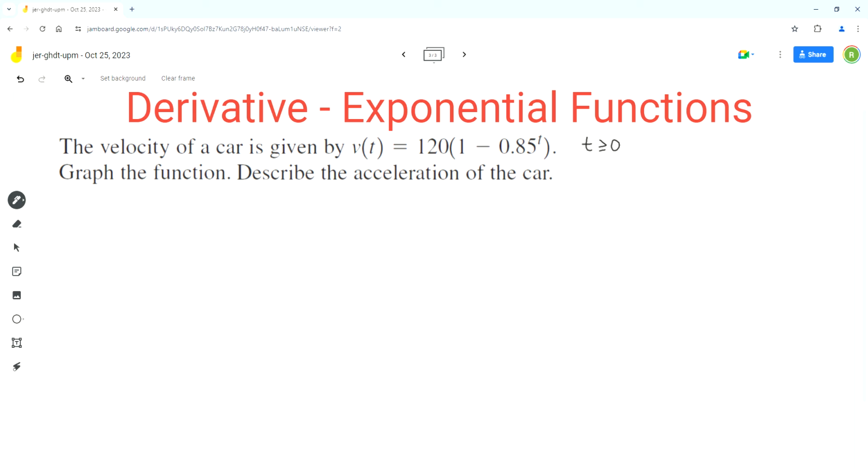Now we can analyze the discontinuities in this function. This velocity function is an exponential function, and we know that an exponential function has no holes or vertical asymptote. But an exponential function has a horizontal asymptote, and we can find the horizontal asymptote in this function by applying the limit as t approaches infinity.